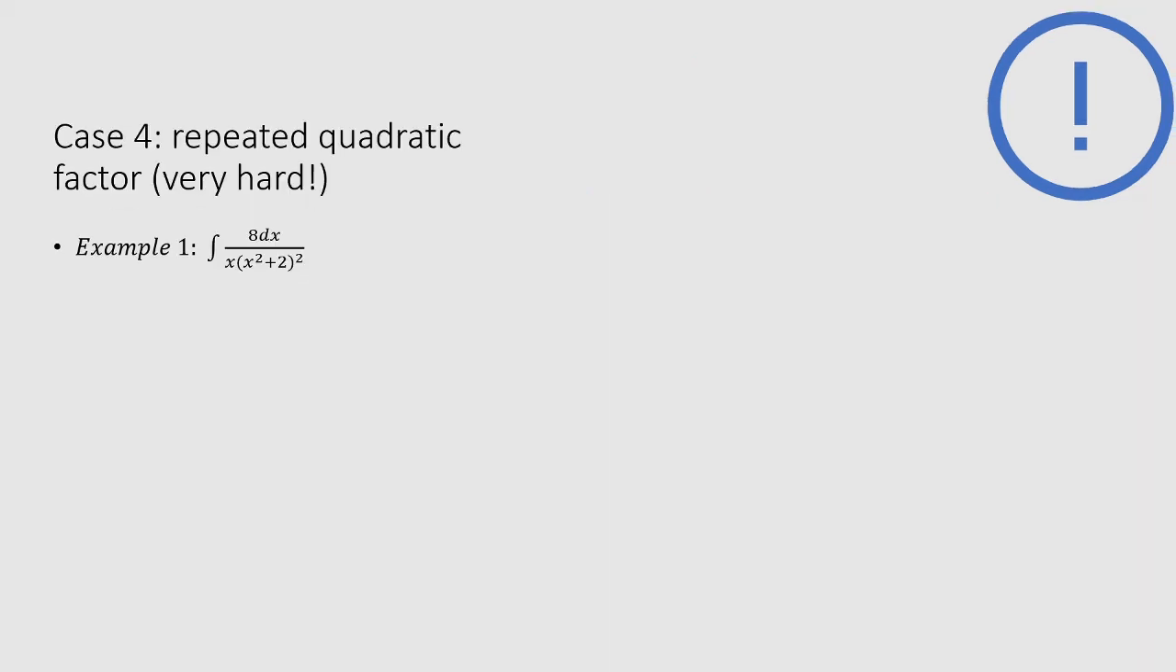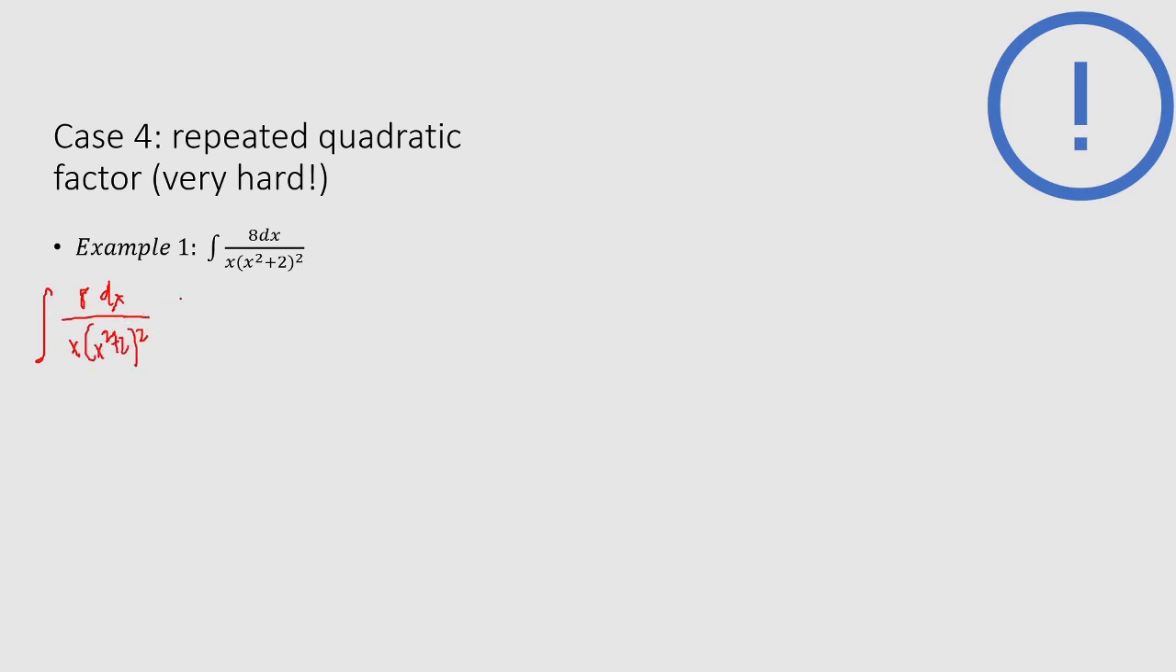Okay. Let's proceed with case number 4, which is repeated quadratic. Take note, this is very hard. So for this one, that's the integral of 8 dx over x times x squared plus 2. Simplifying this, you have 8 dx over x times x squared plus 2.